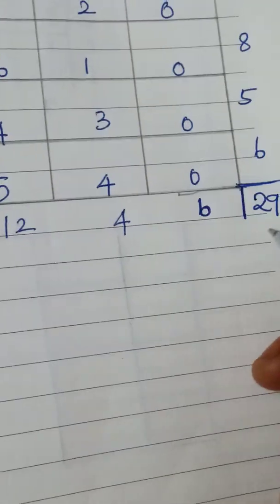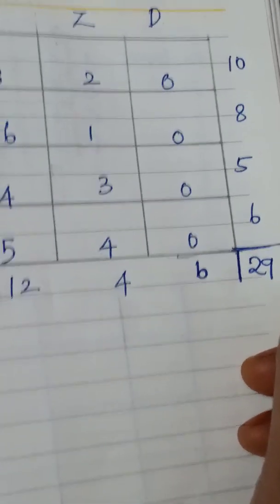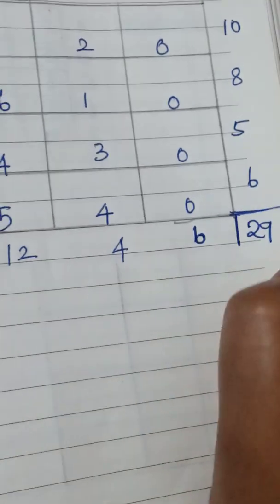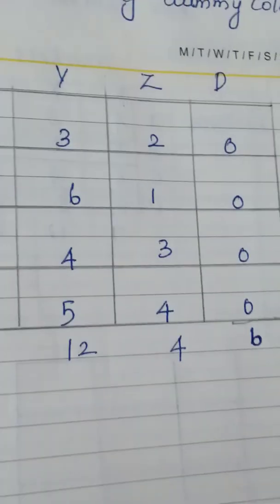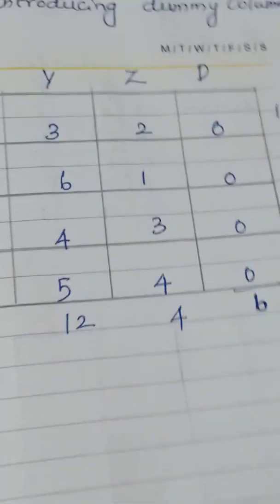Now the problem has become a balanced problem. The total supply and demand are both 29, since we add 6 only to get 29. Okay, so now proceed with the least cost matrix. Listen here.